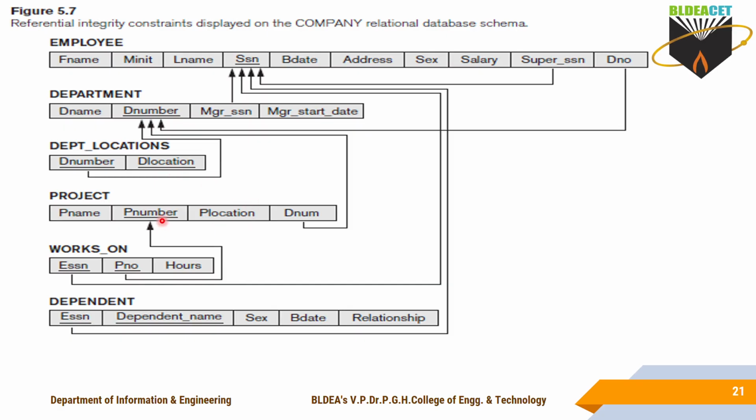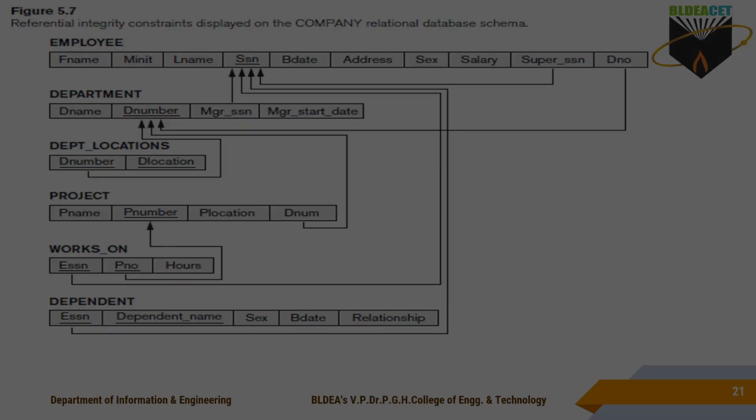Next, P number. Here P number is underlined. Underline means what does it indicate? Yes, it is the primary key here. Underlining indicates the primary key, and the arrow, where it starts and where it points: that starting point we call the foreign key, and where the arrow points is the primary key. Is it clear now? Okay.